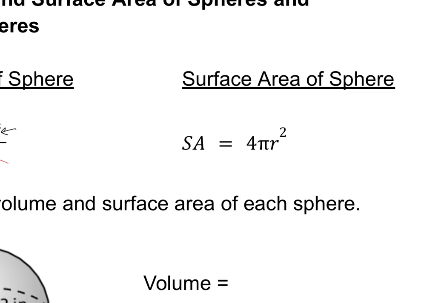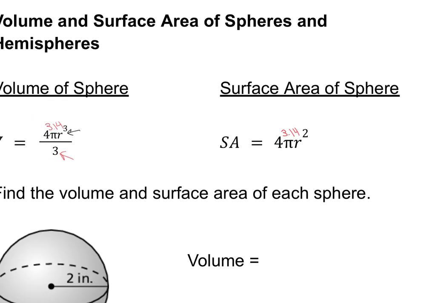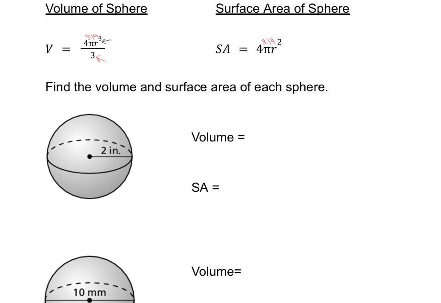And then our surface area is pretty basic. We have 4, and again, that 4 is always there. It's part of the formula. Pi is always going to be 3.14, and our radius is going to be squared. So if you notice, the volume has a cubed radius, and the surface area has a squared radius. So let's just go ahead and practice a couple of these using our formula.